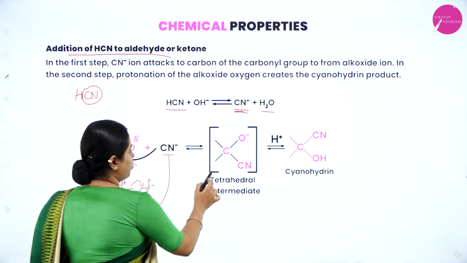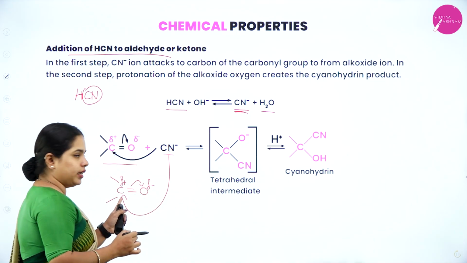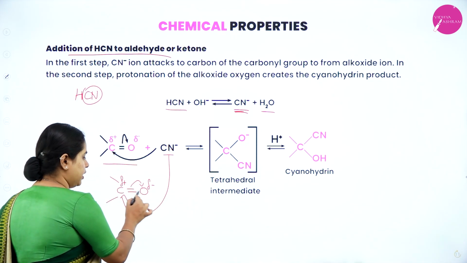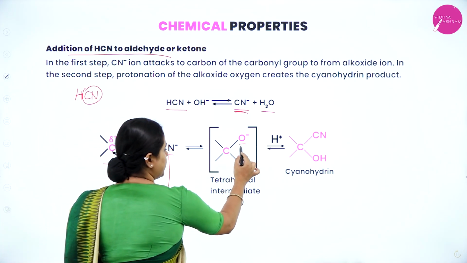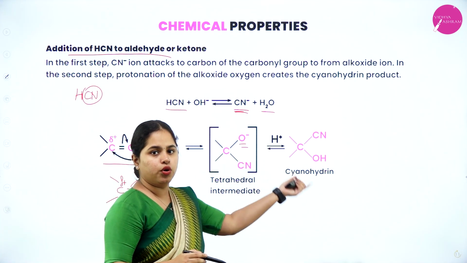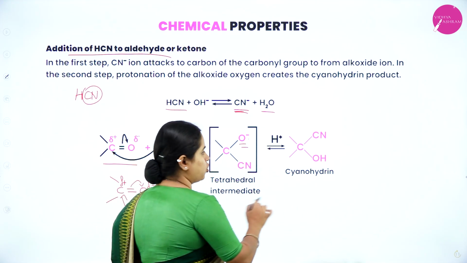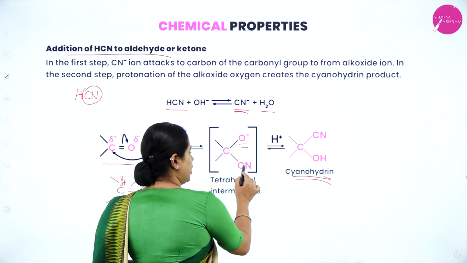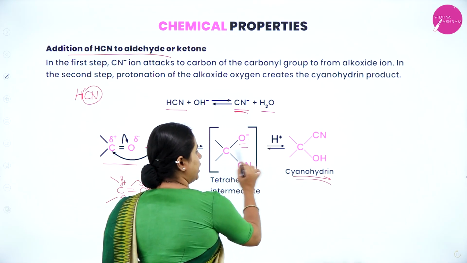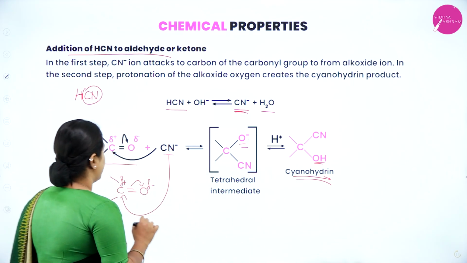So what you are going to get? These two bonds are already there, and the CN minus will get attached to the carbon. So what will be here? This double bond will break, of course. O minus will be left here. That O minus is shown here, to which we are going to add a proton. Protonation takes place. It is going to attach to this oxygen and you will get cyanohydrin. This is called cyanohydrin, where you have the CN, and the H will be added here. You will get the OH. So this is called cyanohydrin. I hope it is clear.